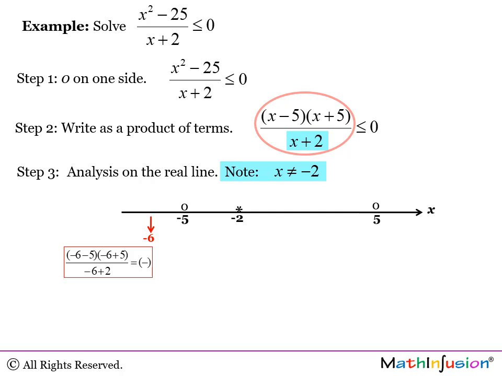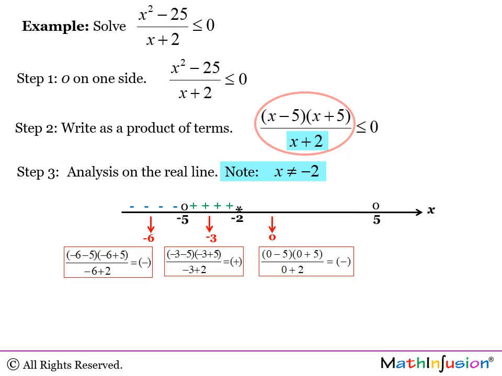At -6, it's negative. So it's negative all the way on this interval. Here we plug in -3, we get positive. And we also have to check on the other side of -2. We can take 0 as a good sample point, and it is negative. And in the last subinterval, we take 6 and we get positive.